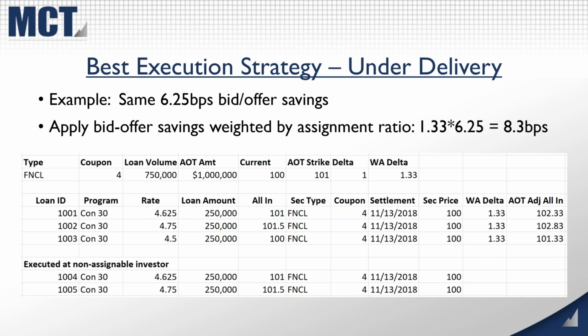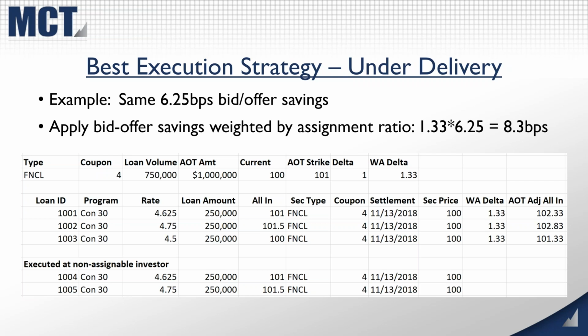So using this example, and I spoke a little bit to it earlier, we've got our 5 loan best X: only 3 loans best X to the assignable investor, assignable execution, I should say, and 2 of the loans best X to somebody else, some non-assignable execution. Maybe it's Fannie Cash Window, Freddie Cash Window, maybe it's some other investor bid tape that doesn't have an AOT. So now you've got a situation where you're saving 6.25 basis points, but you're saving it on a million.